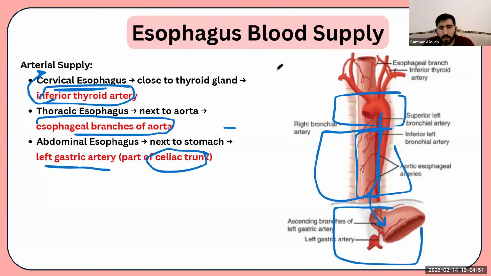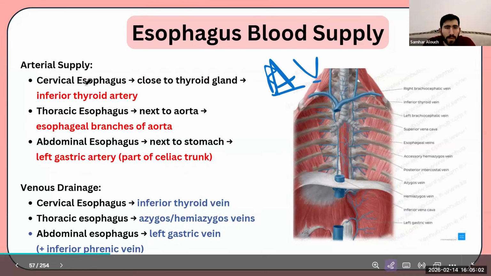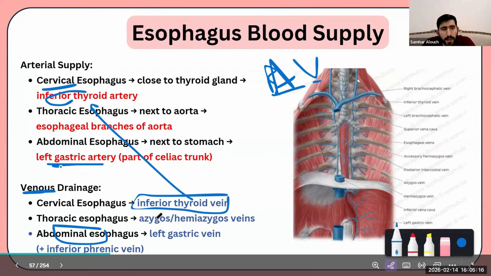Now, the venous supply. The arterial supply and the venous supply are usually the same, except for a few differences. So the cervical esophagus was supplied by the inferior thyroid artery, right? So it's going to be drained by the inferior thyroid vein. It's the same. Okay? And the abdominal esophagus was supplied by the left gastric artery. Now it's going to be drained by the left gastric vein. You want to memorize this plus or minus the inferior phrenic vein. Phrenic means diaphragm and it's close to the diaphragm. That's why it's also drained by the diaphragm vein. But that's your choice. The left gastric is the most important.